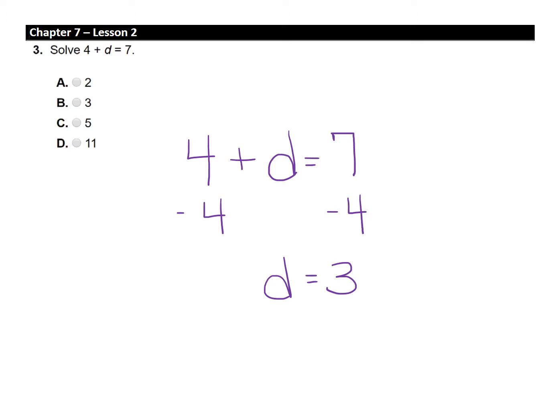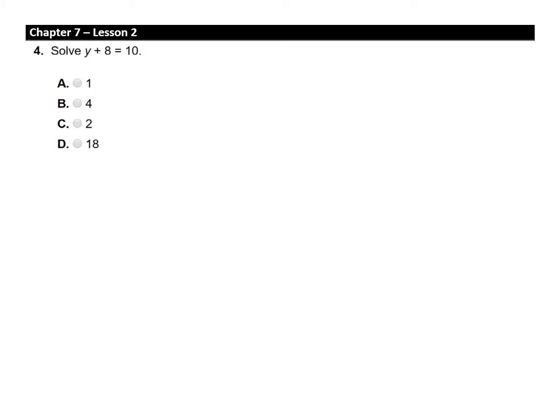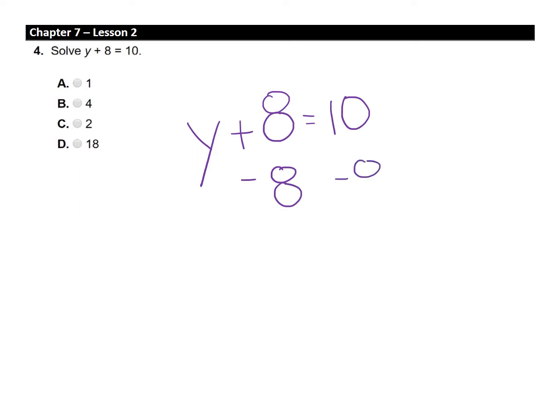Question number 3. Solve 4 plus d equals 7. I can subtract 4 on both sides, and d equals 3. Answer choice B. Question number 4. Y plus 8 equals 10. I can subtract 8 on both sides. Y equals 2. And that's answer choice C.